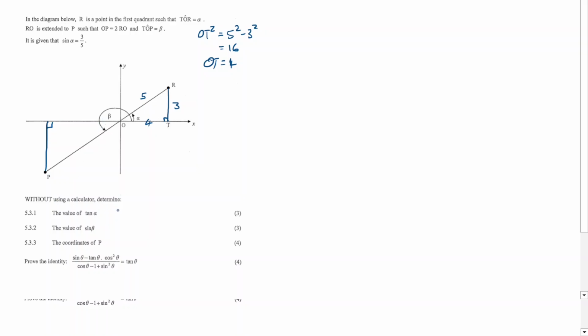And so, without using a calculator, determine the value of tan A. So looking from A, tan is opposite over adjacent. So that's just 3/4.